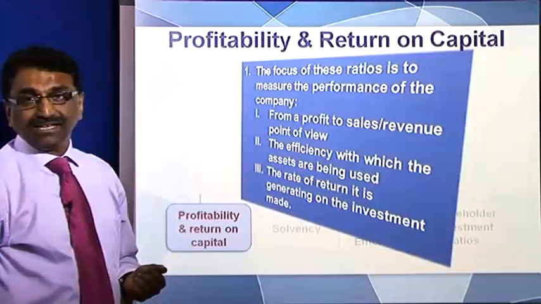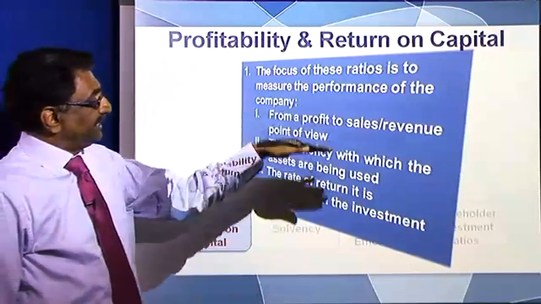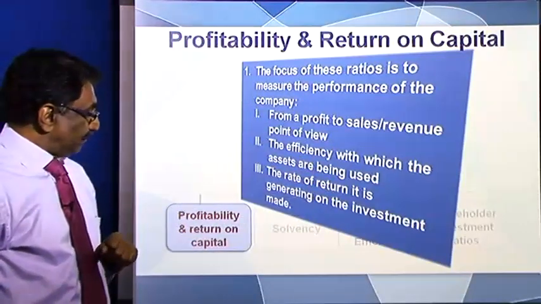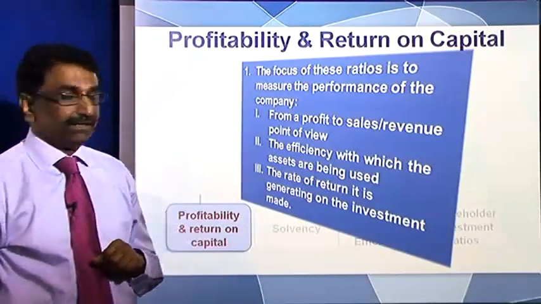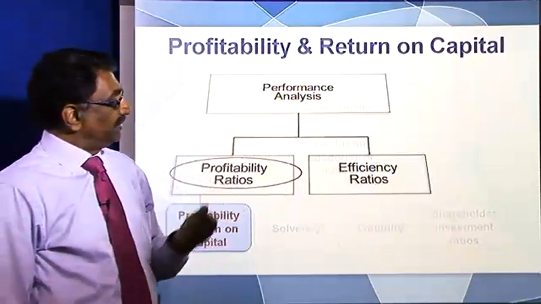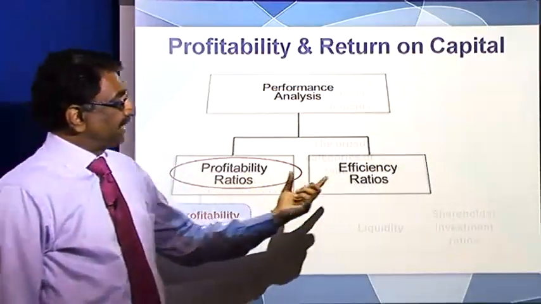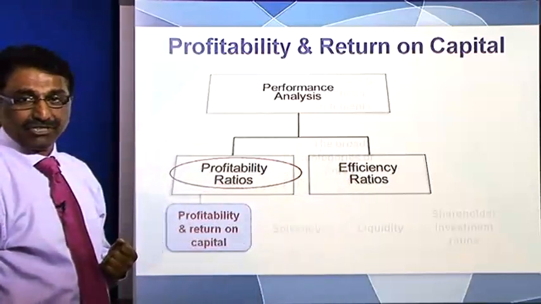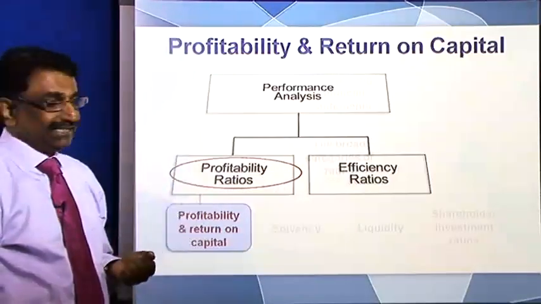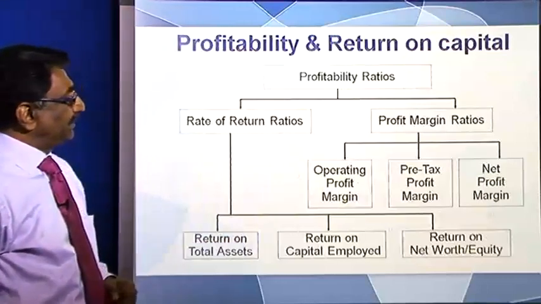And the third is what is the rate of return that it is generating for the investors. So, these kind of questions will be answered by looking at what are known as profitability and return on capital ratios. So, broadly we will look at the overall performance analysis through what are known as profitability ratios first, and thereafter we will look at from the efficiency ratios angle also, and then see how the two combine together at a later stage. So, what comprises profitability ratio?